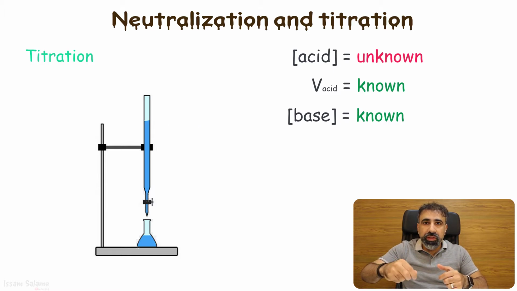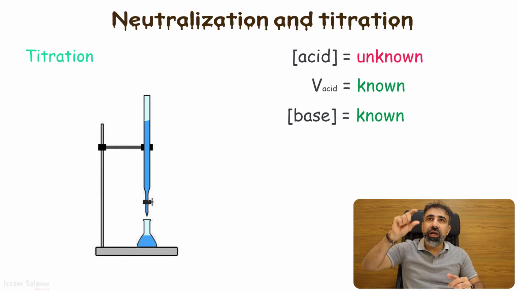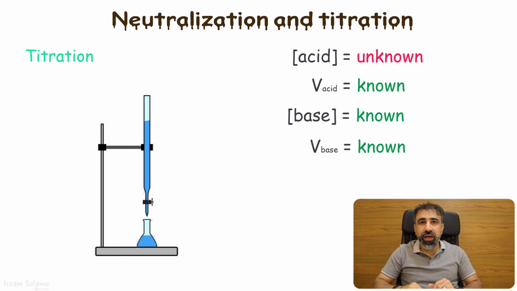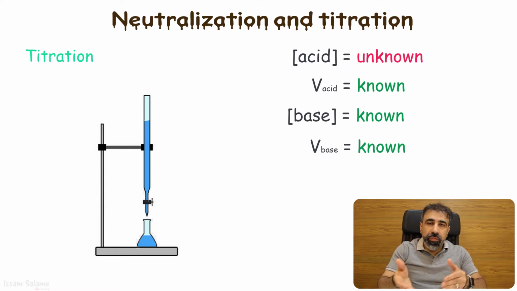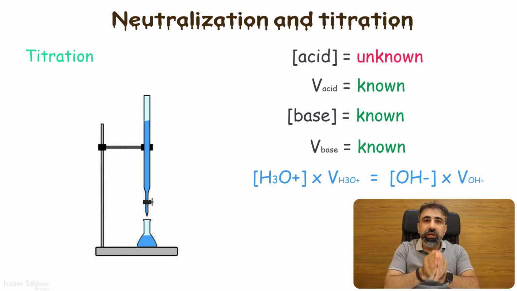So you open the tap and you keep adding the base to the acid until you reach the equivalence point. At the equivalence point, you close the tap, and then you have the concentration of the base, the volume of the base added, and the volume of the acid. By applying the formula, concentration of hydronium ions multiplied by volume of hydronium ions equals concentration of hydroxide ions multiplied by volume of hydroxide ions, you can find the concentration of hydronium ions. And from that, you can find the concentration of the acid. This is how we use titration.